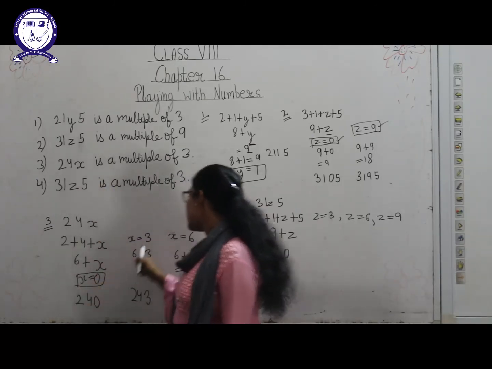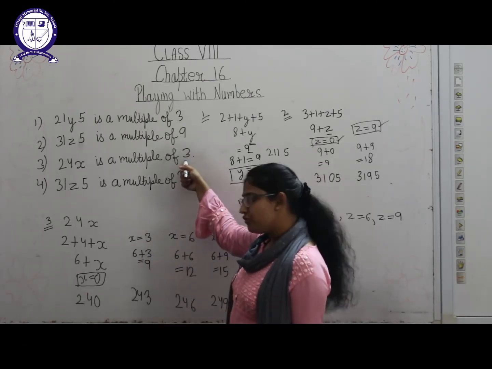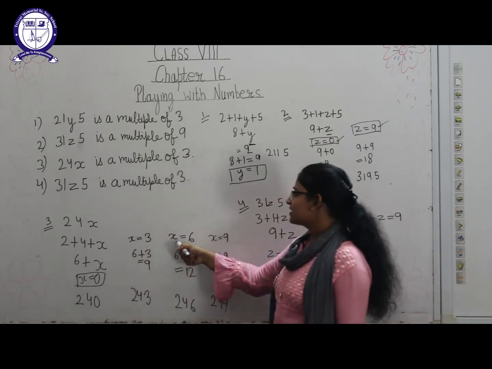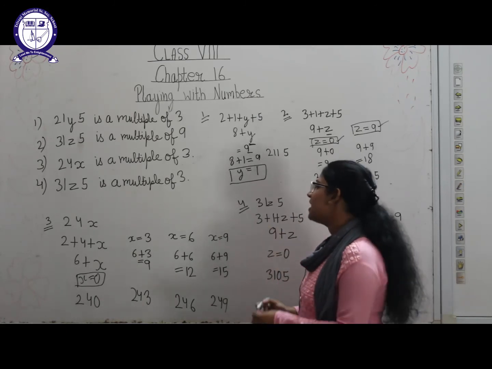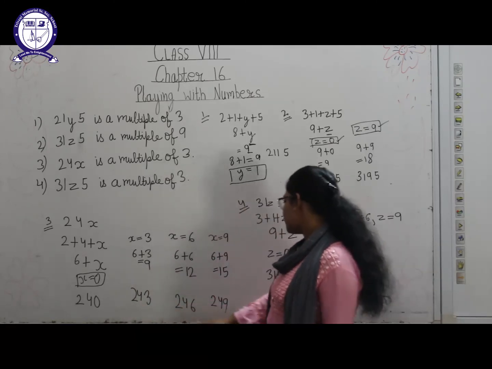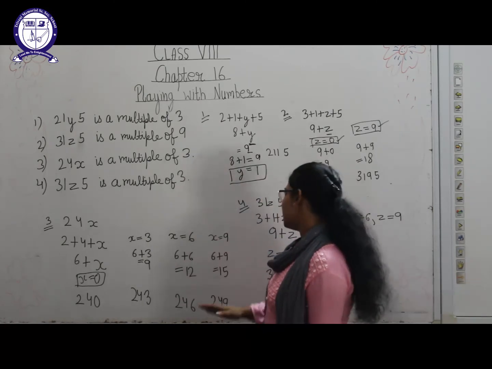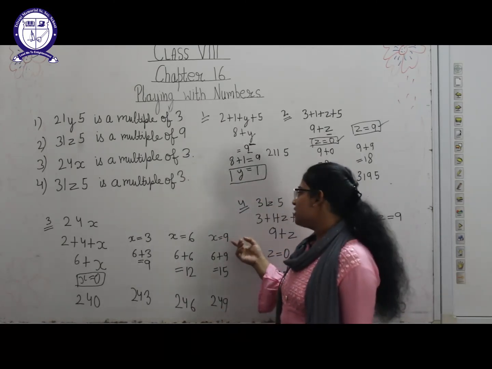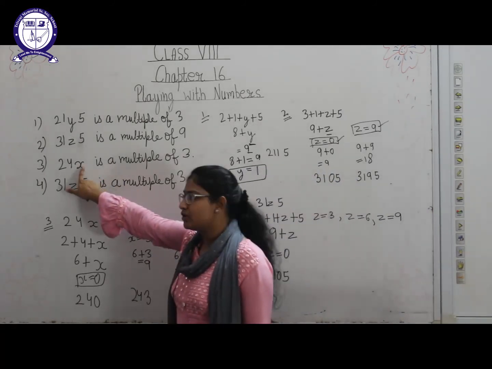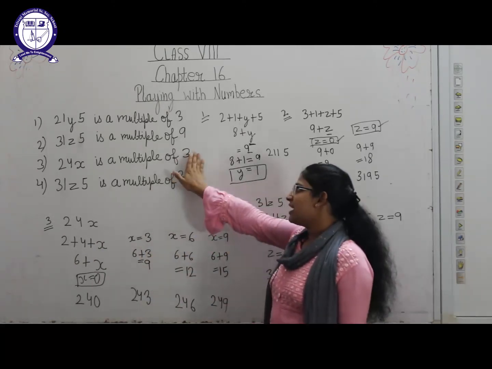so the value of x can be 0. Similarly, the value of x can be 3 because 6 plus 3 will be 9 and 9 is a multiple of 3, so the value of x can be 3. In the same manner, the value of x can be 6 and the value of x can be 9. In all these cases, we get these numbers 240, 243, 246, 249, and these are all multiples of 3 only. Okay, after 9 we can't take a value because it will become a 2-digit number, but x should be a 1-digit number only. Okay, so the values can be 0, 3, 6 and 9 for our x.